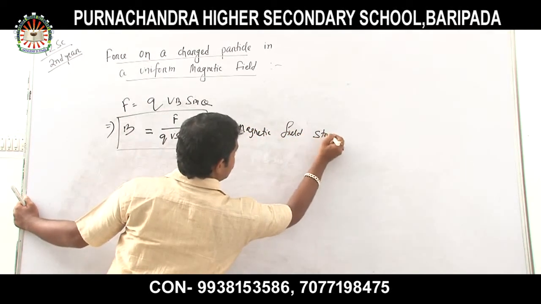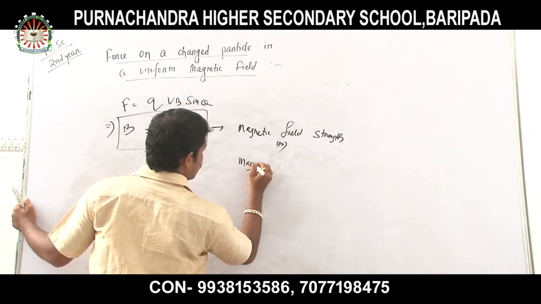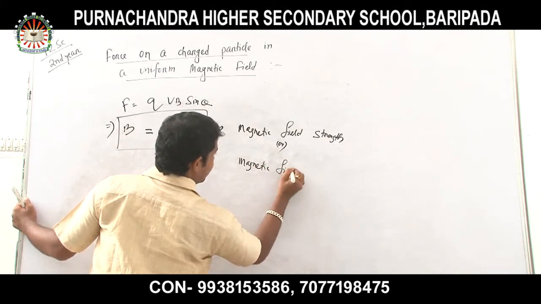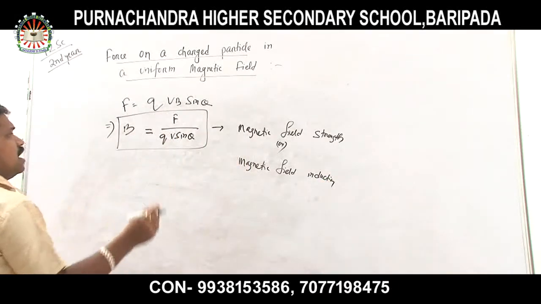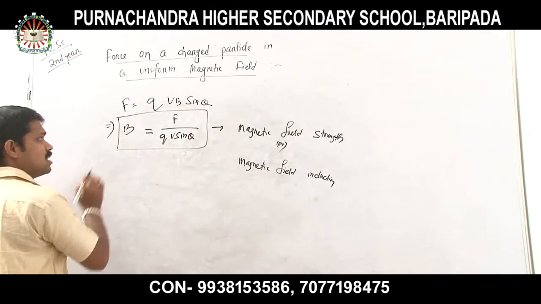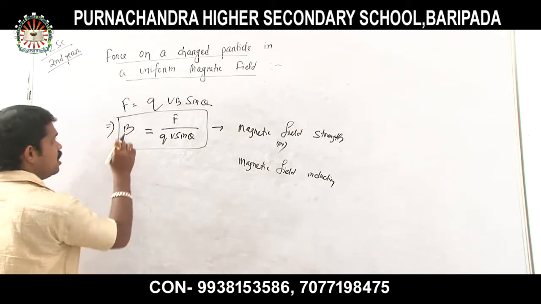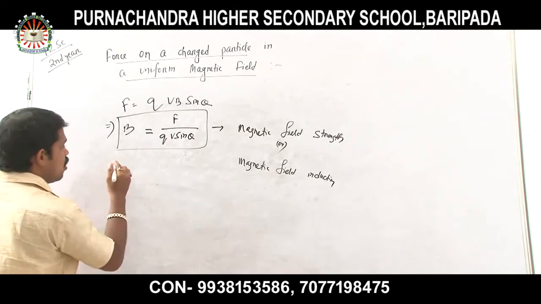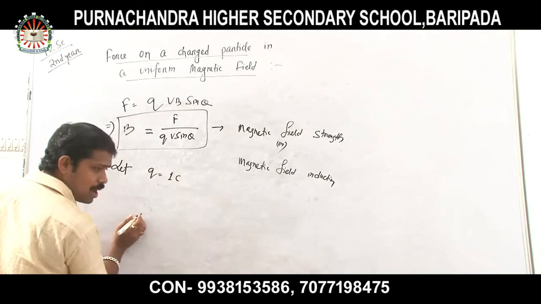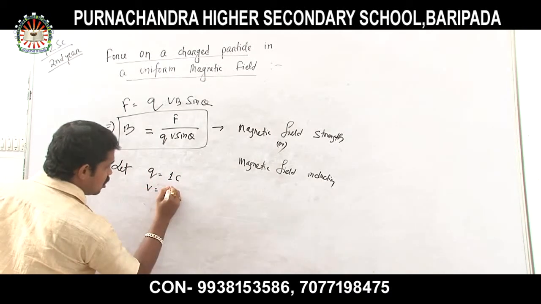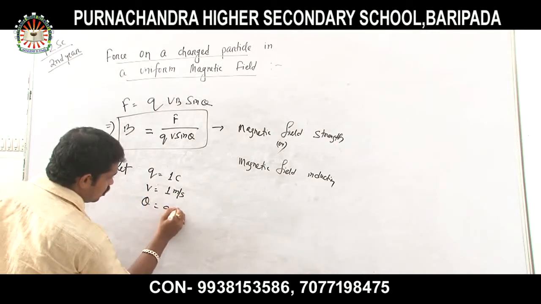Magnetic field strength, or magnetic field induction. Okay, magnetic field strength. Also we can define the magnetic field strength from this expression. How can we define it? Look very carefully. For this, let the q is equal to 1 coulomb, v is equal to 1 meter per second, and theta is equal to 90 degrees.